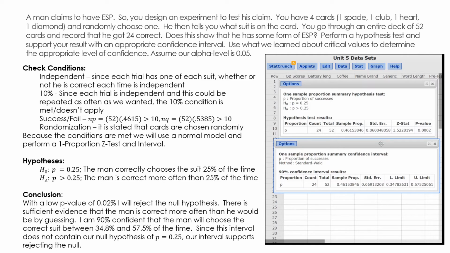I'm 90% confident, again 1 minus 2 alpha, that the man will choose the correct suit between 34.8% of the time, that's from here, and 57.5% of the time. Since this interval does not contain the null hypothesis of 0.25, meaning 0.25 is not between those values, it basically agrees with our result to reject the null.